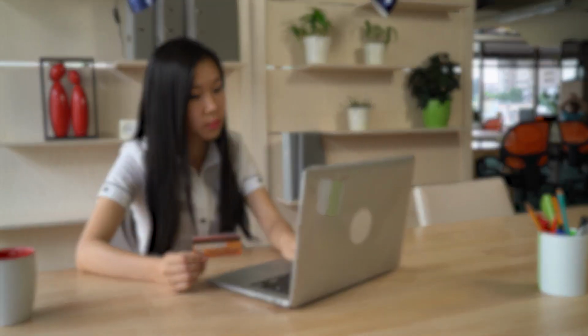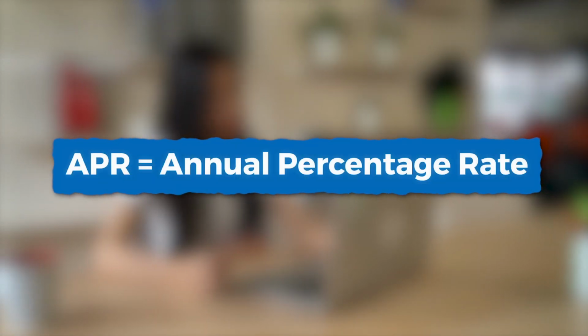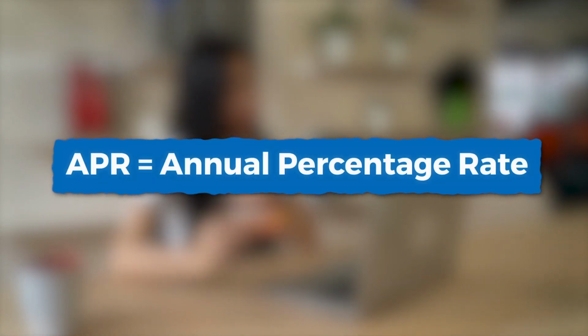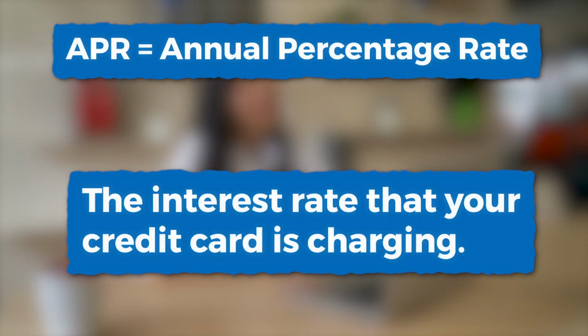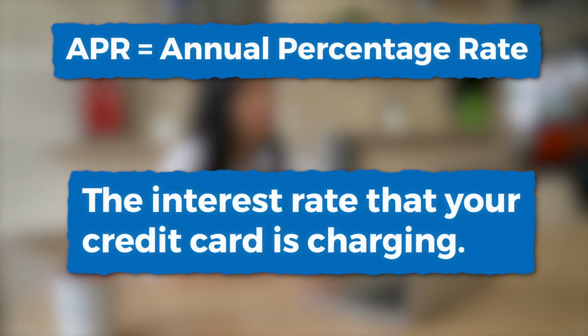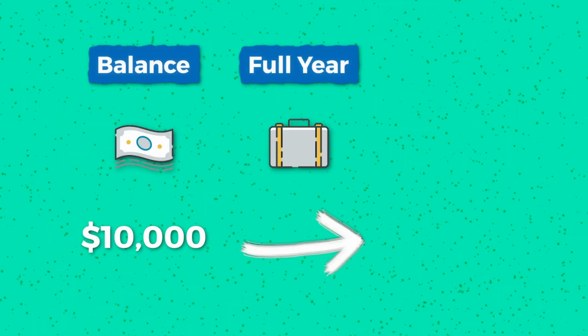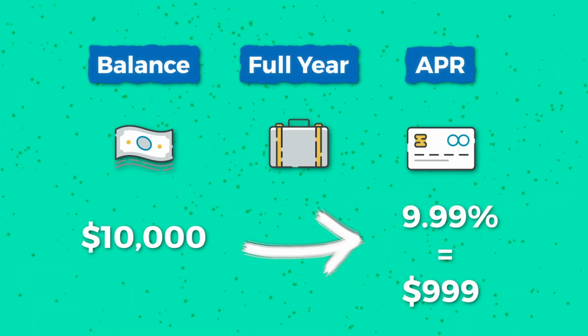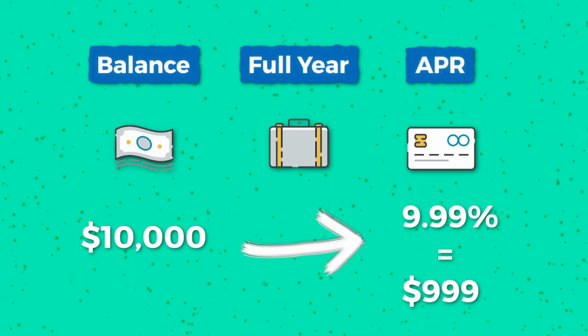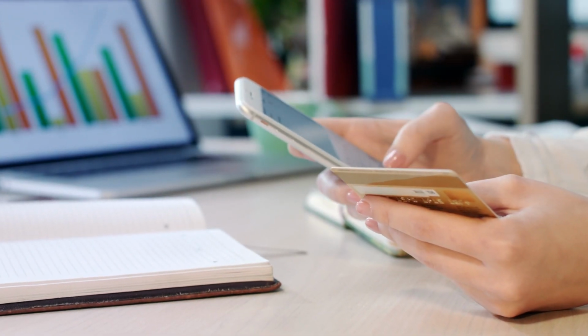So the first term is APR, and that stands for your annual percentage rate. Now, this is the interest rate that your credit card is charging you. So let's say your credit card has a 9.99% interest rate, that would be your annual percentage rate. So if you carried, let's say, a $10,000 balance over the course of a full year, you would pay 9.99% on that balance over the course of a year. You'd end up paying about $990 worth of interest on that kind of a balance carried for a full year based on that APR. Okay, so annual percentage rate, that's one of the variables.